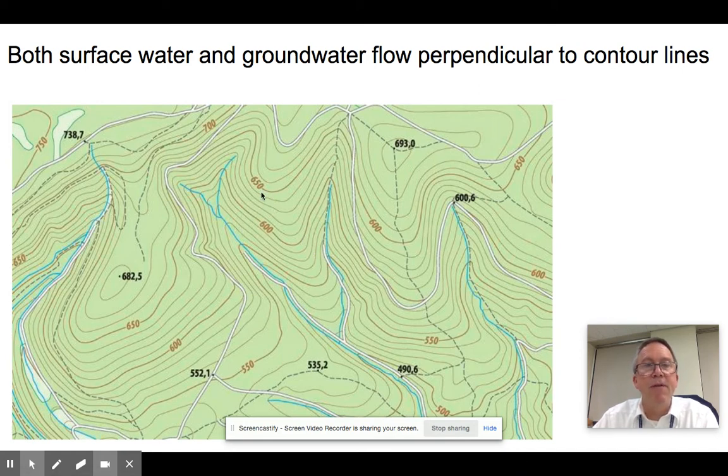Why is that important? Well, if I've buried some barrels with toxic chemicals in them and they leak, where would I expect to find that? Well, I wouldn't expect to find it over here, and I wouldn't expect to find it up here. I'd expect it to flow through the soil down this way, because it's just going to follow gravity, which is always perpendicular to the contour lines.